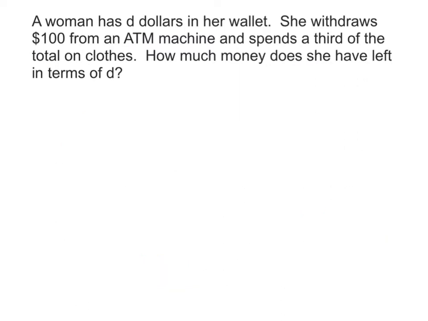In this problem, a woman has D dollars in her wallet. She withdraws $100 from an ATM machine and spends a third of the total on clothes. How much money does she have left in terms of D? We'll begin with a sentence answer, which will say she has blank dollars left in terms of D.